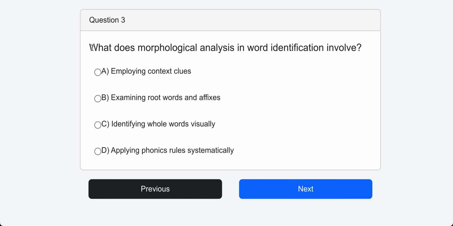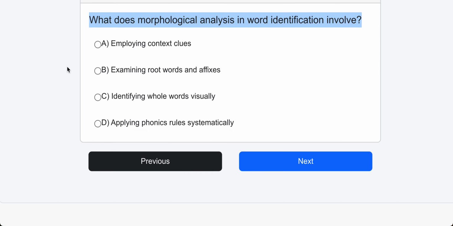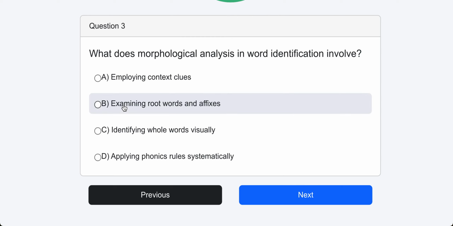Moving on to question number 3. This one reads, what does morphological analysis in word identification involve? Take a moment here, pause the video if need be, and select the most appropriate response. We still have 8 minutes, plenty of time. All right, so remember, morphological analysis involves using knowledge of root words, prefixes, and suffixes to decode unknown words. So we're going to select answer option B.